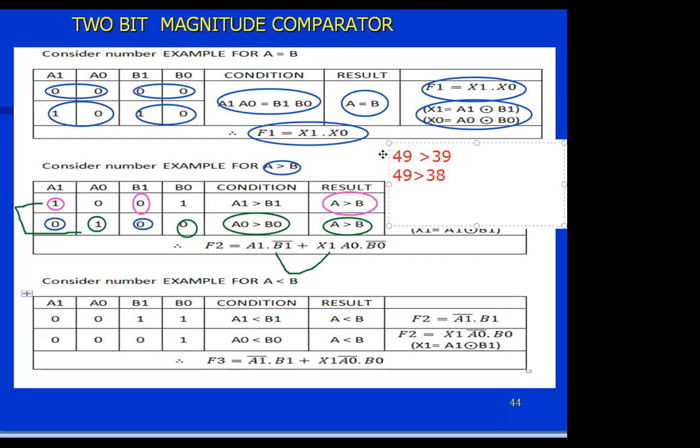Similarly, for the second condition, there can be one more possibility. Here, 29 is greater than 26.